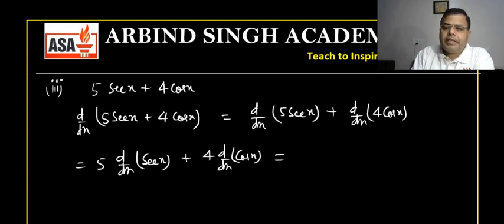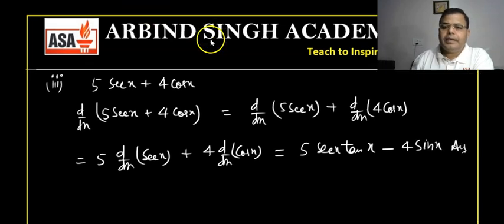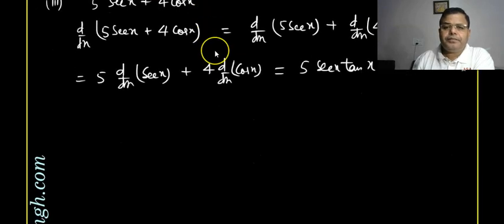You know, the derivative of sec x is sec x tan x, and the derivative of cos x is minus sin x. So that will be the answer of this question. Right, now we can do this.